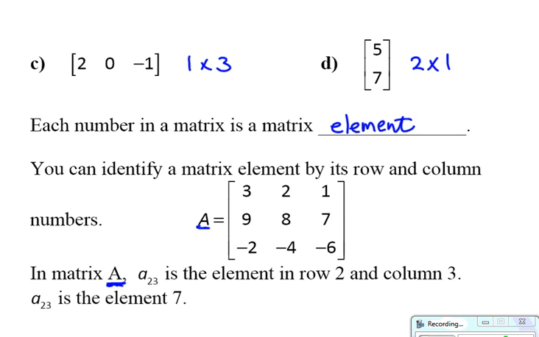So we're going to go to the second row. This is our second row right here. And the third column, which is here. So second row, third column is the number 7, so the element 7.